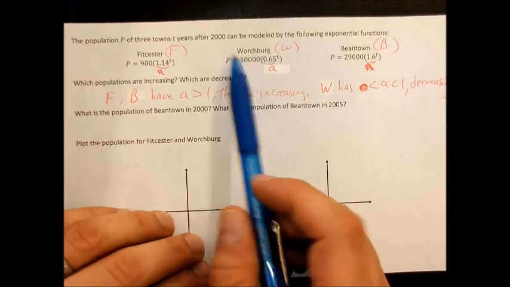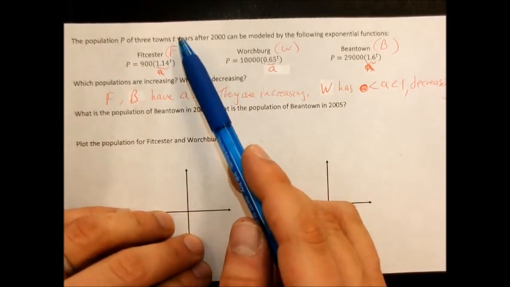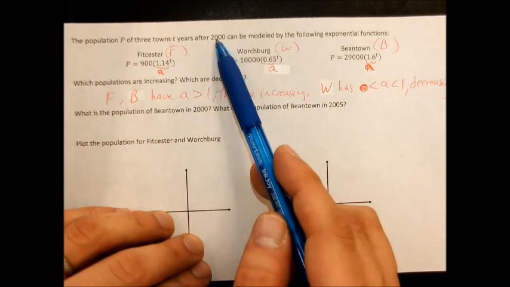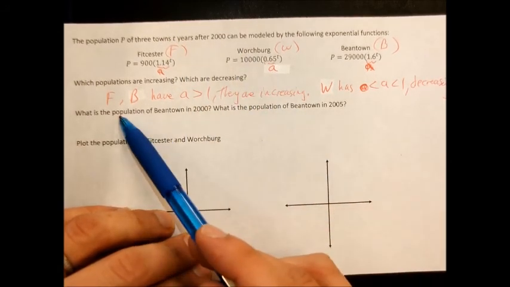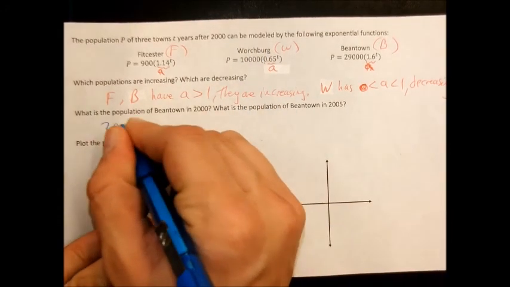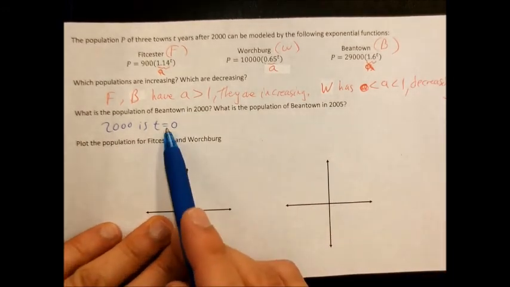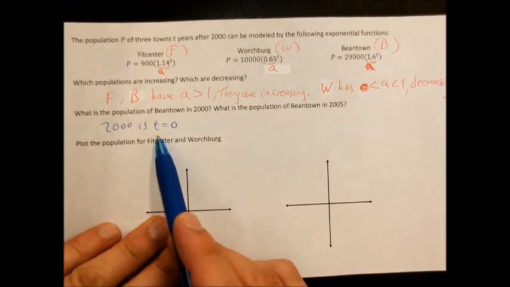The way I set this up is I said that these populations are the populations of these towns T years after 2000. So if we want to know what the population in Beantown in 2000 is, 2000 is T equals 0, because it's 0 years after 2000, right? Is this 2000 is 0 years after 2000? Question?